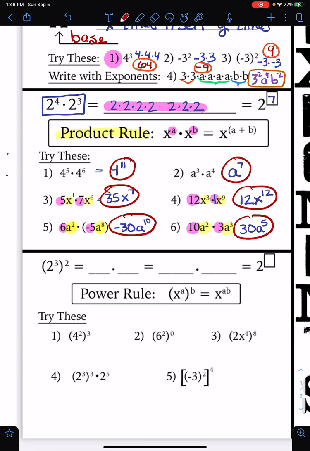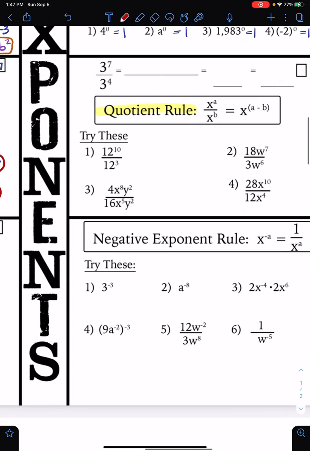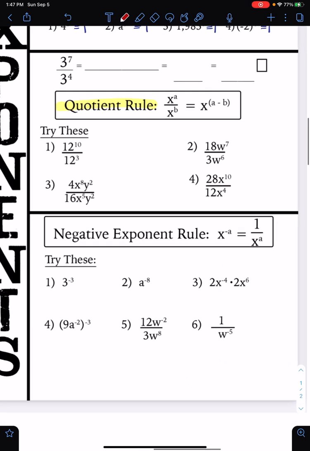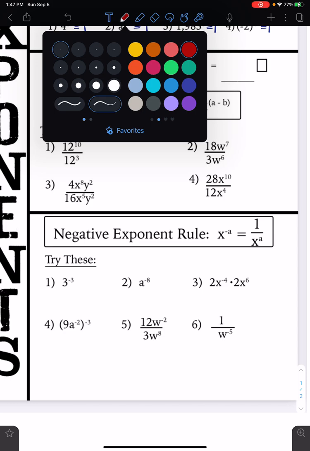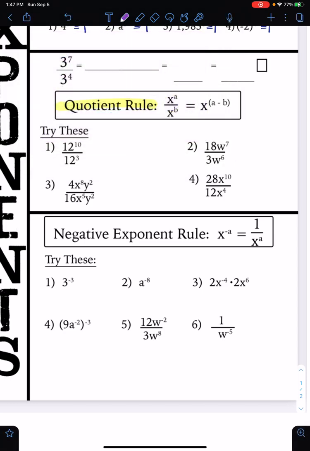All right, we're going to do one other rule today, and that is the quotient rule. The quotient rule, I bet you can even guess what it is if you're really thinking about this. So if we have 3 to the 7th power, that's 3 times 3 times 3 times 3 times 3 times 3 times 3, 7 of them. And in the denominator, we have 4 3s.